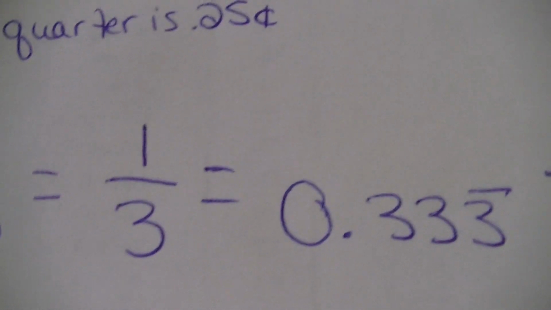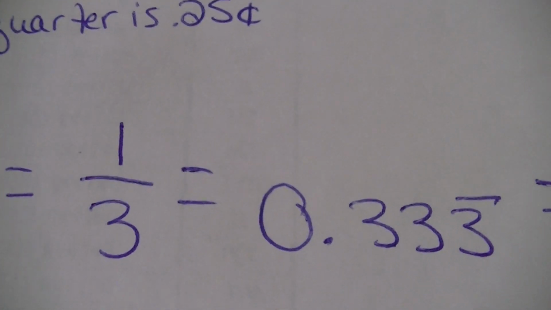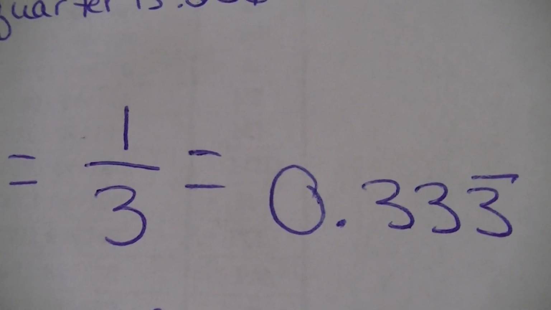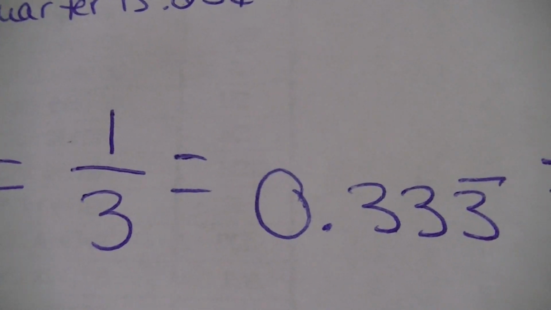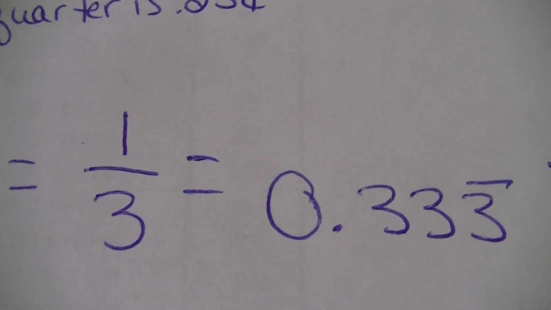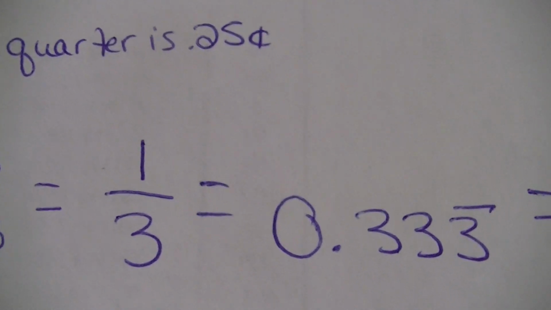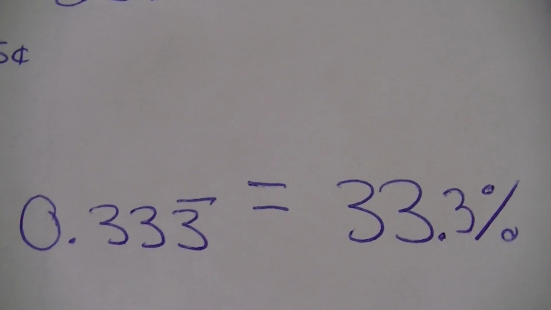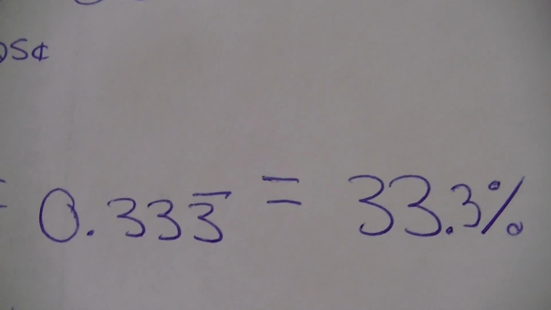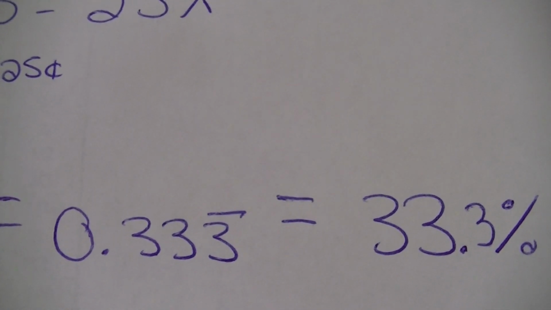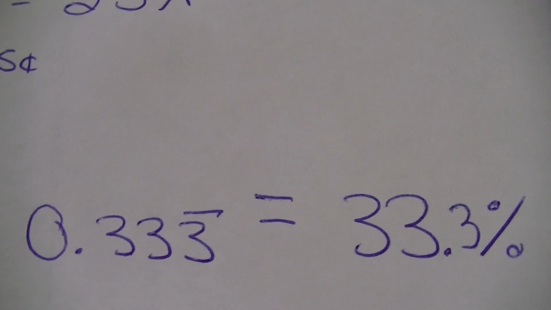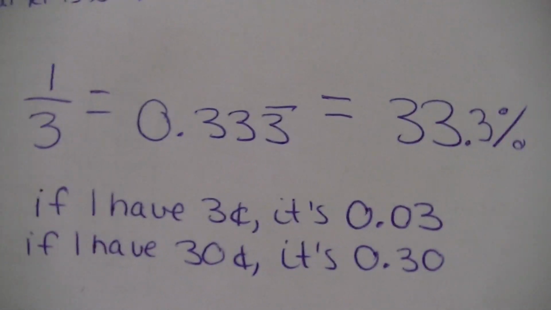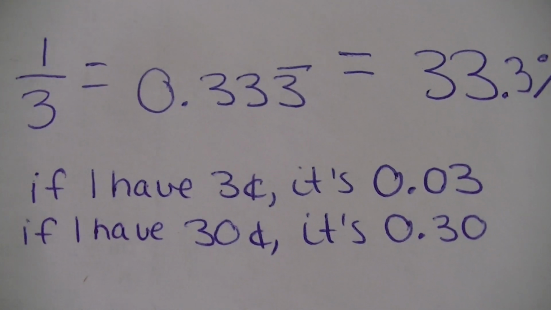If I say 1 divided by 3 on my calculator, I will come up with 0.3333333. That little line over the last 3 means that it's repeating. And again, if I'm going to change my decimal into a percentage, I'm going to move it 2 places. So it's 33.33333 as many times as you want. It's going to go on forever. So I'm just going to say 33.3%.